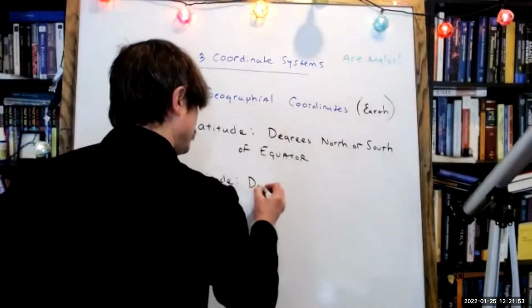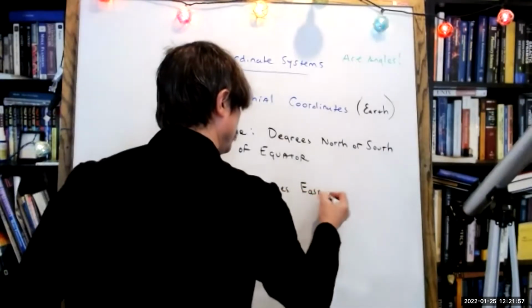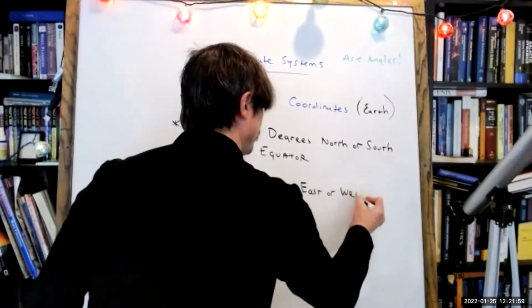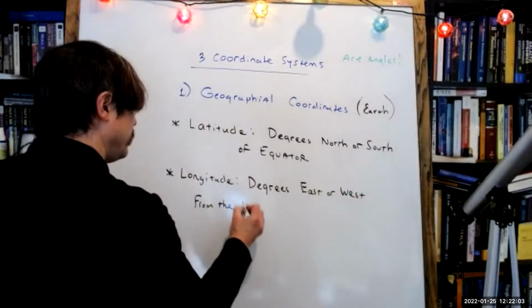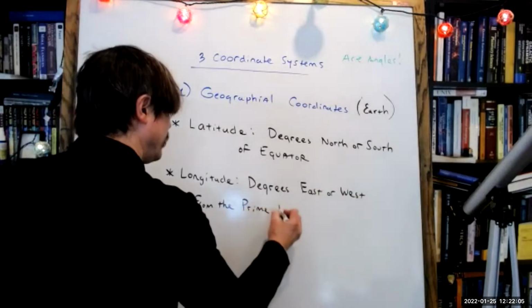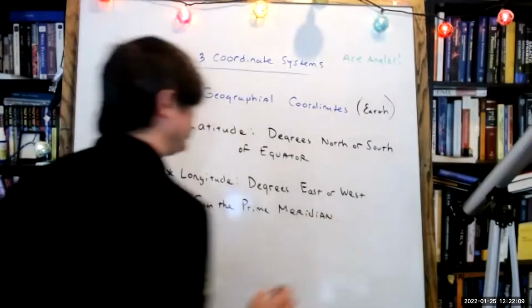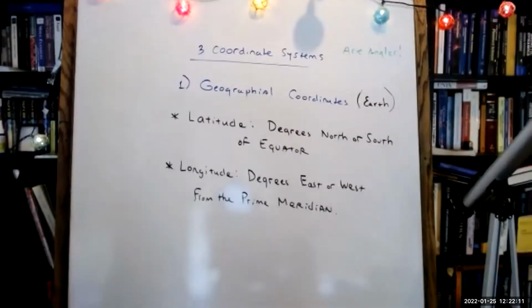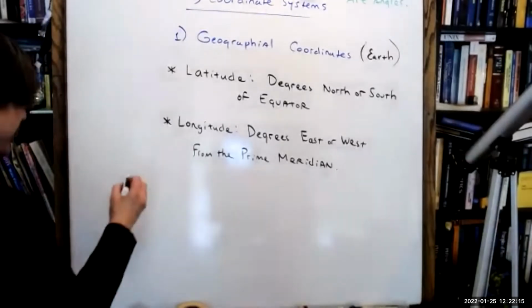It's the degrees east or west from the Prime Meridian. Now, a couple of useful examples that might be helpful during our homework session this week, okay?